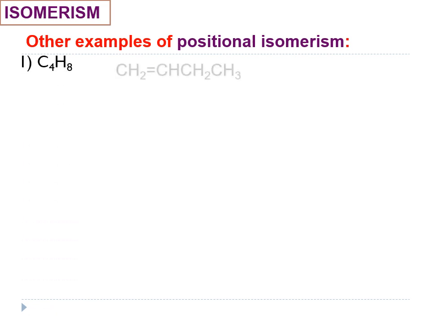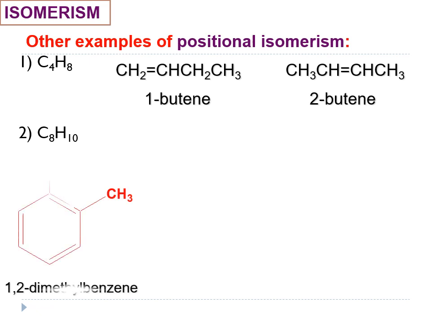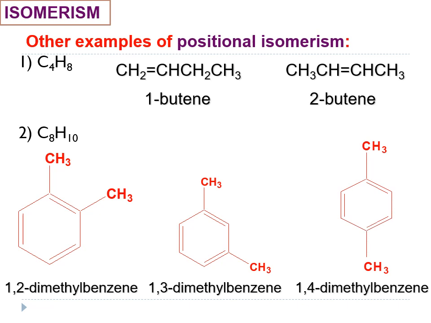Another example of positional isomerism is 1-butene and 2-butene. This is not listed in your course book, but you can write this down in your exercise book. And this is C8H10 for 1,2-dimethylbenzene, 1,3-dimethylbenzene, and 1,4-dimethylbenzene. All these three compounds are isomers to each other in terms of positional isomerism.